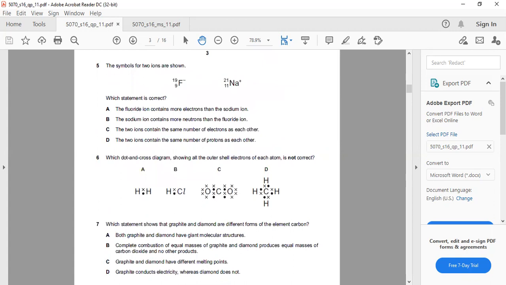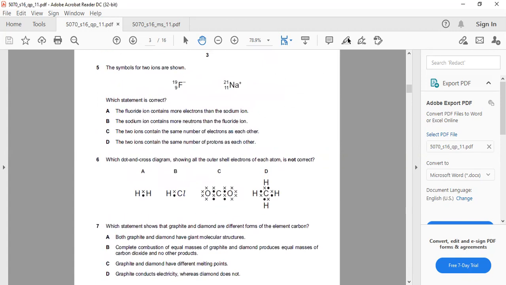The symbols for the two ions are shown. Keep in mind, this is the proton number. 11 is the proton number. A plus charge means 1 electron is lost, so 10 electrons. Here, a minus charge means 1 electron is gained, so also 10 electrons.